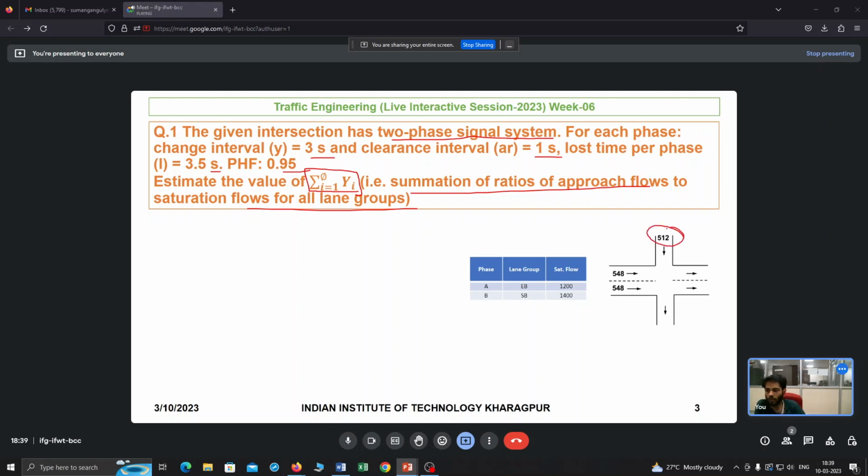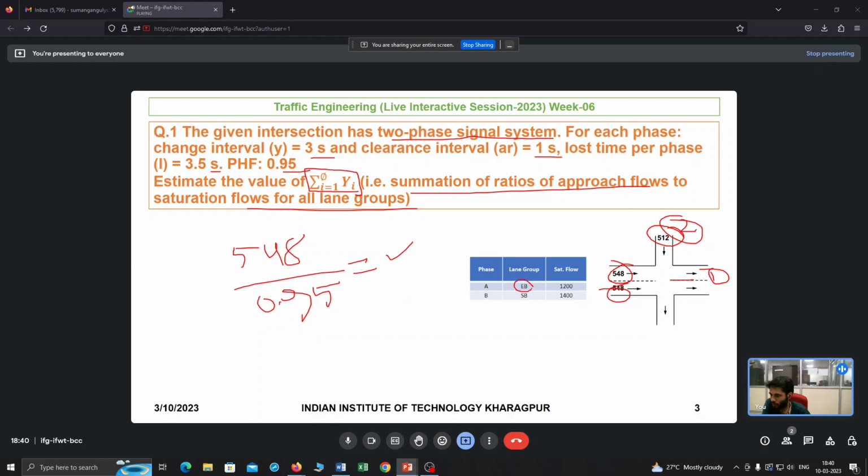So this is our volume 548, 548, 512, 512, right? Suppose this is one phase and this is the next phase. So for this phase, how do you calculate it? 548 is your volume. You calculate the equivalent hourly volume by doing this. Whatever your volume comes, that volume by your saturation flow.